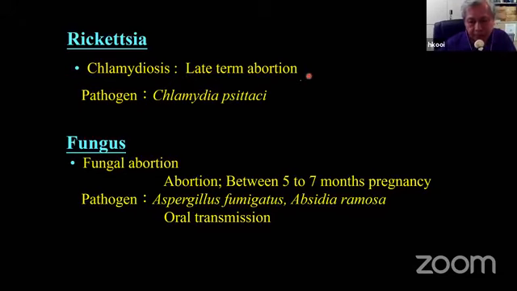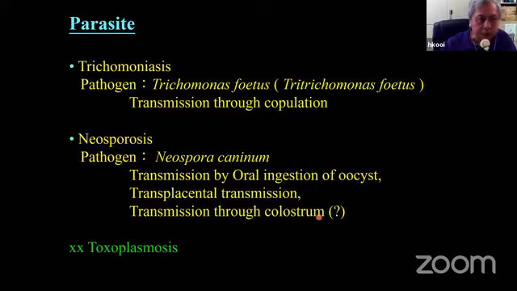That means, well, maybe at the 8th month of pregnancy, or maybe 9 months, seven to 9 months. Okay. And fungus. This has been reported, I think, in Australia, that Aspergillus does cause abortion too. And of course, parasites. One is trichomoniasis, transmitted through copulation.